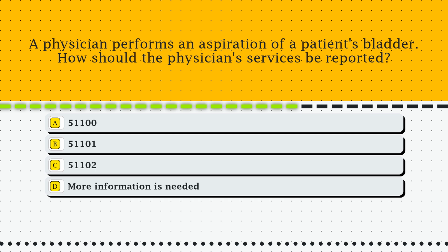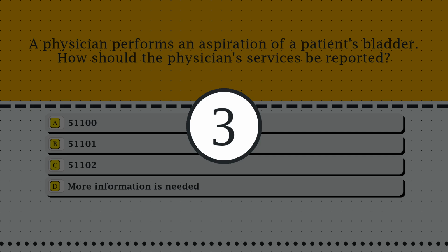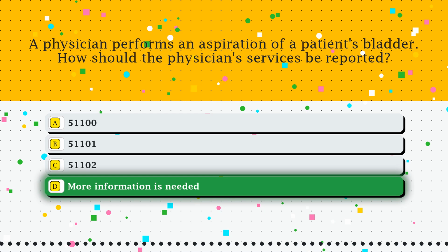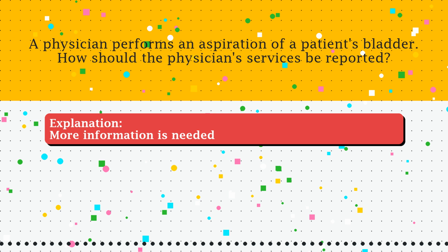Question 79. A physician performs an aspiration of a patient's bladder. How should the physician's services be reported? Option A, 51100. Option B, 51101. Option C, 51102. Option D, more information is needed. The correct answer is option D. More information is needed.